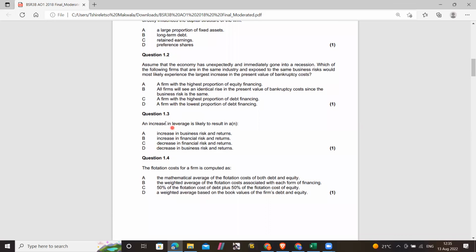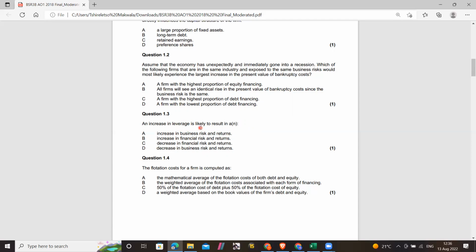Then we go to 1.3. It says an increase in leverage is likely to result in N. Okay, so firstly, let's talk about leverage. I want to explain what this leverage means. Please note this one down, because it's very important.